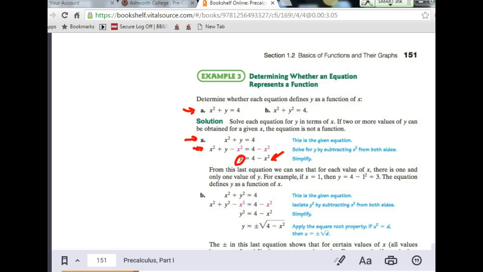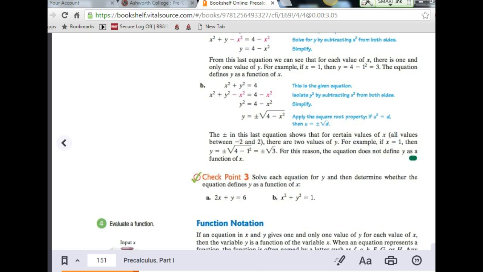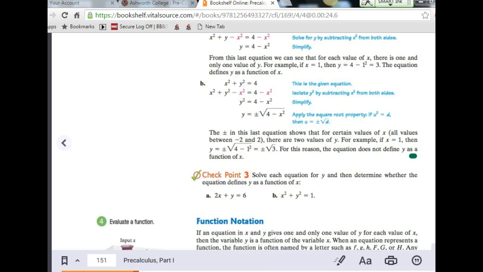Now, in contrast to that, let me scroll down just a little bit. In contrast to that, let's look at b. If we look at b here, we're solving again for y. We're going to subtract the x squared from both sides exactly as you see in this step right here. That's going to leave you y squared equals 4 minus x squared.